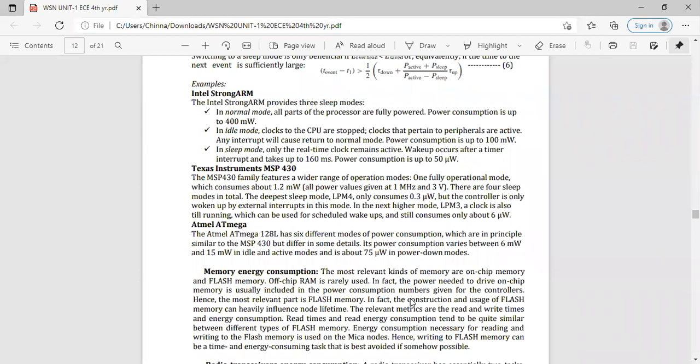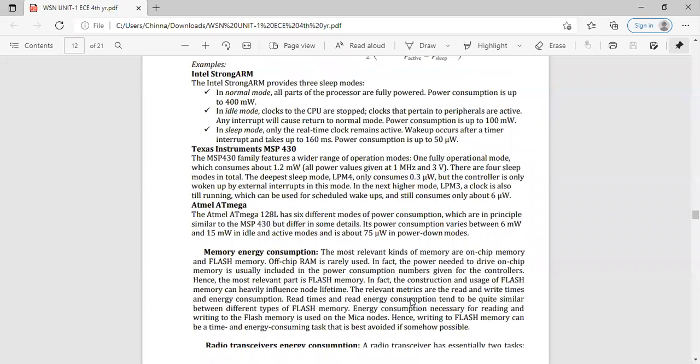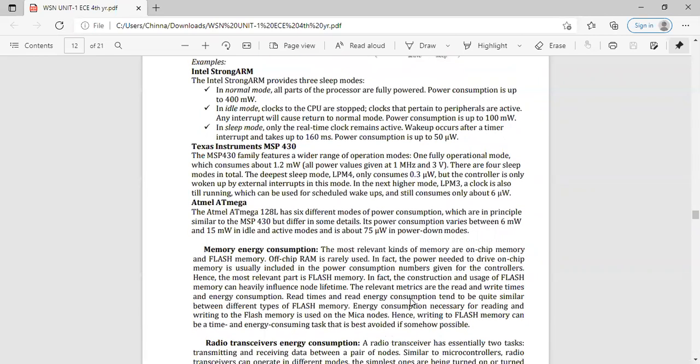One is the normal mode, where all parts of the processor are fully powered and power consumed is up to 400 milliwatts. Normal mode means all the parts of the microcontroller are fully powered and power consumption is 400 milliwatts. In idle mode, the clocks to the CPU are stopped and clocks that pertain to peripherals are active. Idle mode means the CPU is stopped and only peripherals are active.